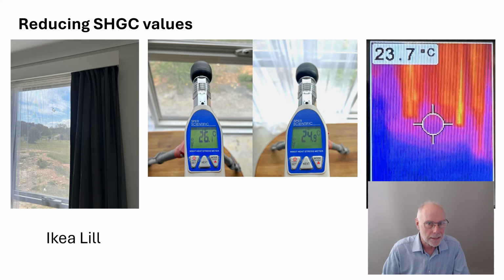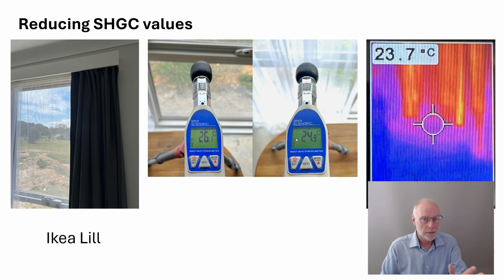You can actually see that if we measure the amount of radiant heat getting through an uncurtained window and then a curtained window with the IKEA Lille sheer curtains. Here I've got my black bulb thermometer. On the left, 26 degrees is the radiant heat coming in through that uncurtained window, 26.1. Pull across the sheer curtain and the radiant heat drops to 24.9. So it drops over a degree.